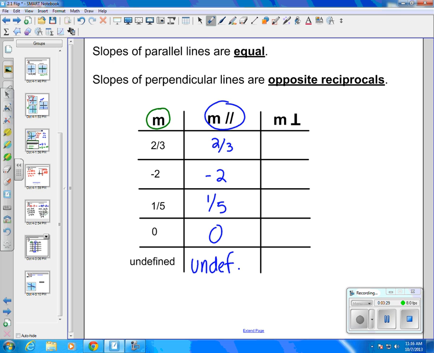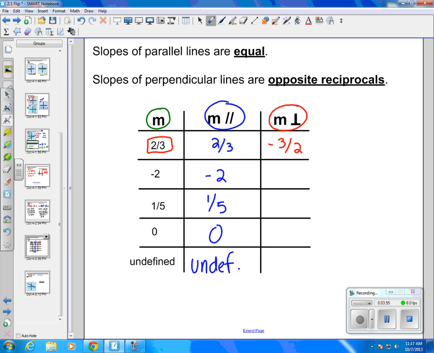Because the slopes of parallel lines are always equal. When we're dealing with the slope of a perpendicular line, though, we take the opposite reciprocal of a number. This involves 2 items. One, opposite means that we negate the number that we're given, so we change the sign. And then the reciprocal means we're going to flip the fraction. So here, if I'm looking at 2/3, the opposite reciprocal of 2/3 would be -3/2.